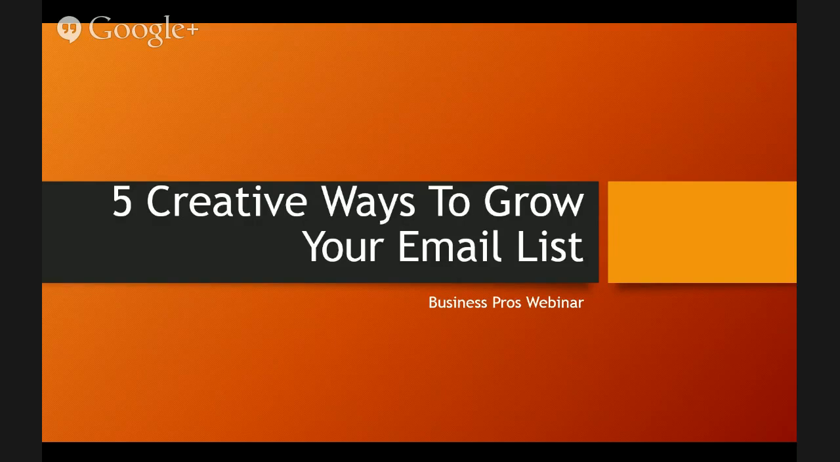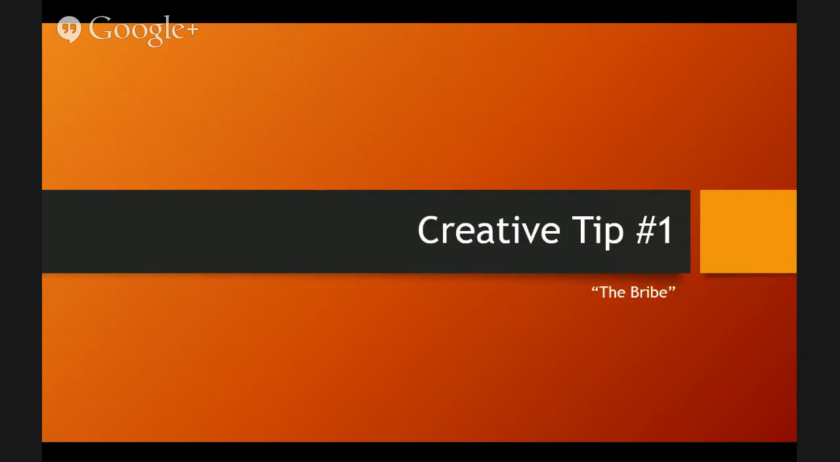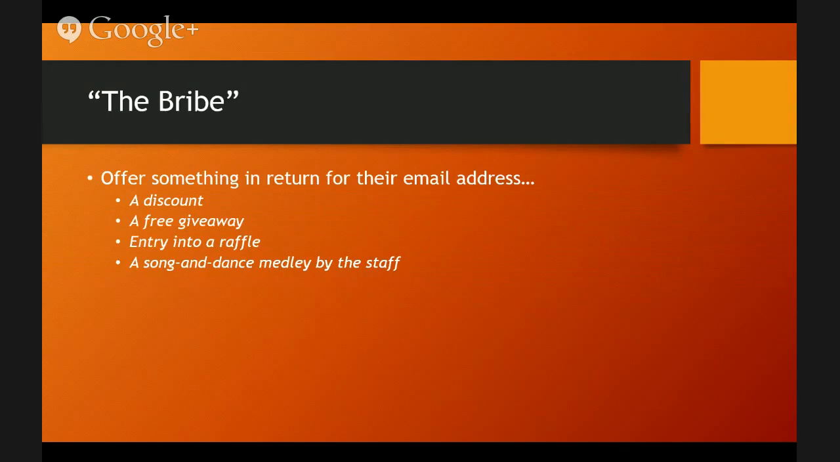So why don't we dive into this creative tip number 1. And this one is called the bribe. And the reason it's called the bribe is because you're offering something in return for their email address. So this could be a discount, free giveaway. You could put them into a raffle or sweepstakes. You could do something crazy, a song and dance medley by the staff in the office.